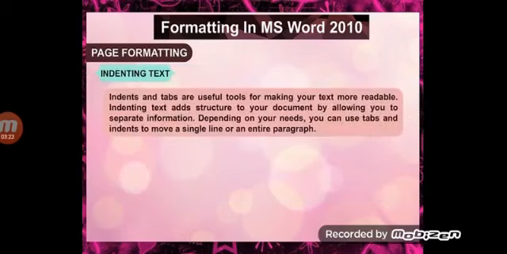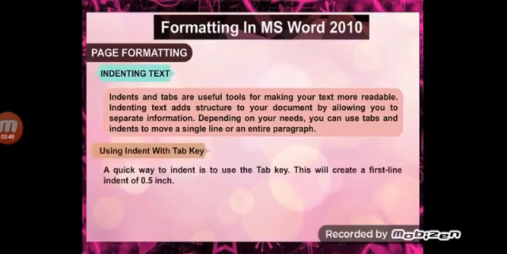Now the next is indenting text. Indents and tabs are useful tools for making your text more readable. Indenting text adds structure to your document by allowing you to separate information depending on your needs. You can use tabs and indenting to move a single line or an entire paragraph. Indent with the Tab key: a quick way to indent is to use the Tab key. This will create a first line indent of 0.5 inch.